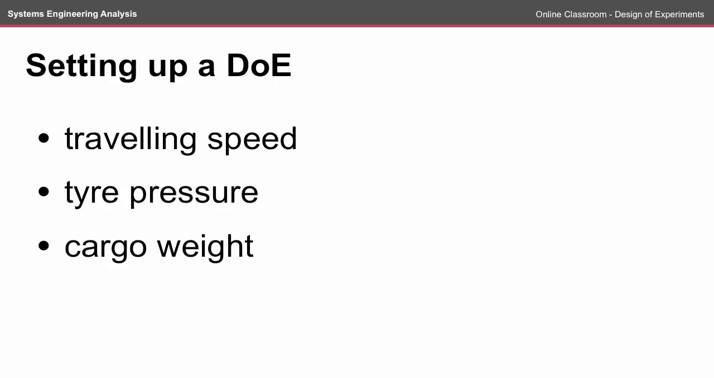In this experiment, I'm concerned about three different factors that might all affect the range of a car: the travelling speed, the tyre pressure, and the cargo weight. The reason I'm looking at these three factors is because I want to make sure that the range that I need the electric vehicle to cover for my daily commute is enough. I'm looking at these factors to try and improve the range of the electric vehicle in case I need to travel further in a day.